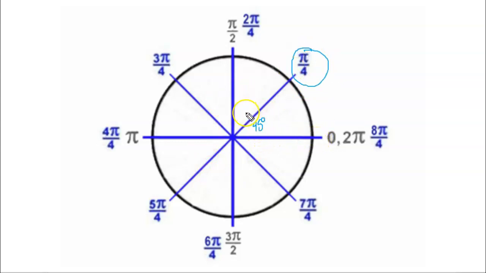So I can count by 45 degrees. 45, 90, plus another 45 would be 135, plus another 45 would be 180. So if we just think fractionally about the circle, we're always going to be able to find our degrees and our radians without having to do all of the conversions.